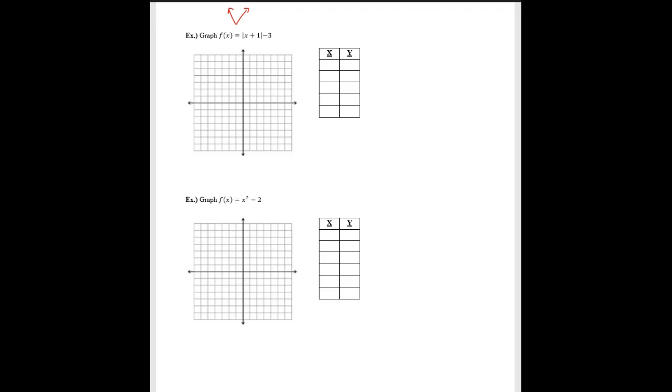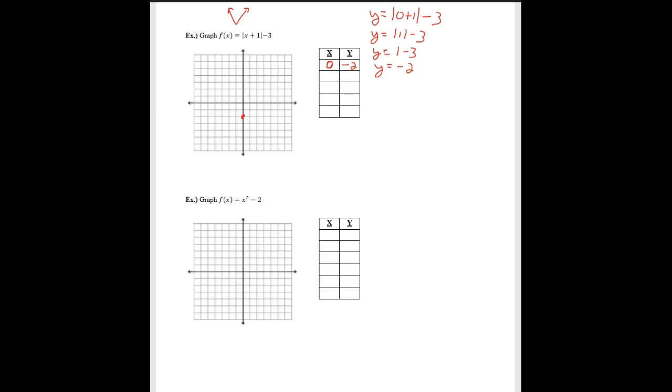Now I'm looking at this, I'm just going to start off with a nice easy number again. You might have picked something different, and that's okay. I'm starting off with 0. So we're replacing f of x with y. I'm replacing x with 0. When we talk about absolute values, they are distances. So 0 plus 1 is 1, and the absolute value of 1, how far away is that from 0? Still 1. 1 unit. And then 1 minus 3 would be negative 2. So I get the ordered pair 0, negative 2.